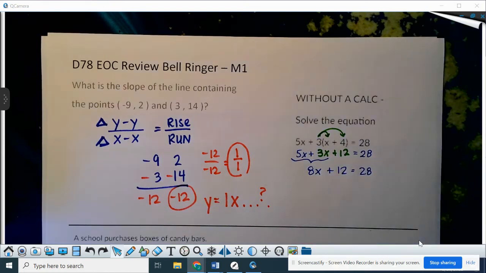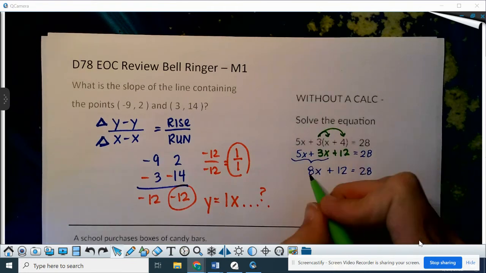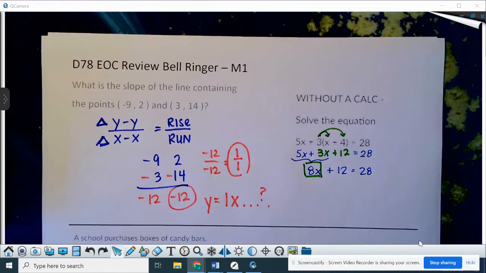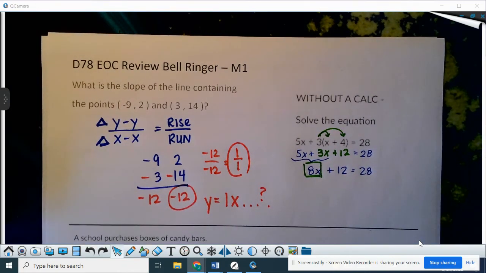Now again, we have our x, and we want to move what's on the outside of it first. So what's on the outside of it that could move first? So that means we want to move that 12.